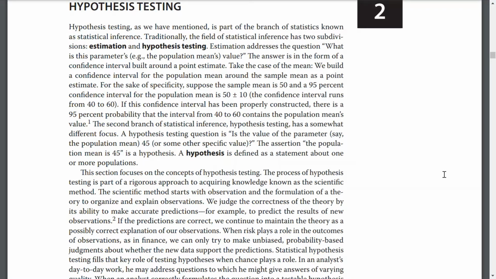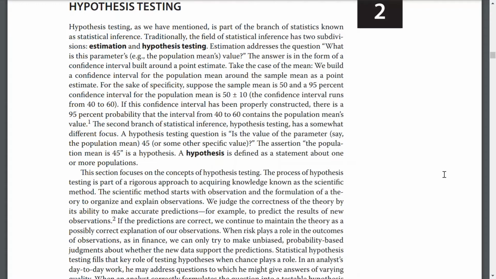Take the case of the mean. We build a confidence interval for a population mean around the sample mean as a point estimate. For the sake of some specificity, suppose the sample mean is 50 and a 95% confidence interval for the population mean is 50 plus or minus 10. The confidence interval runs from 40 to 60.